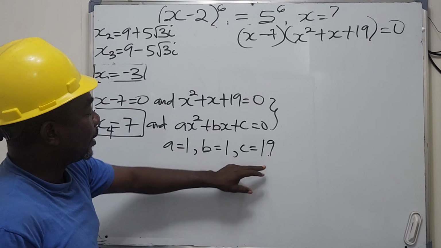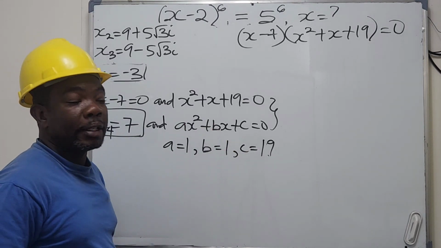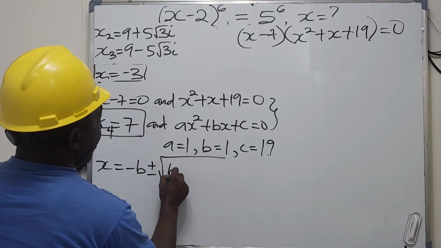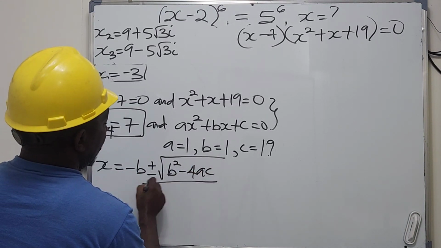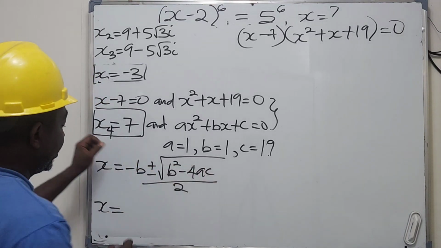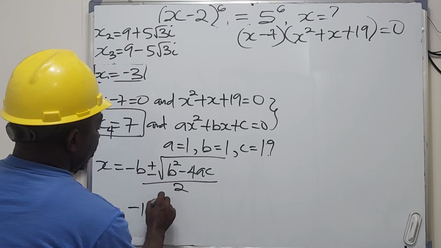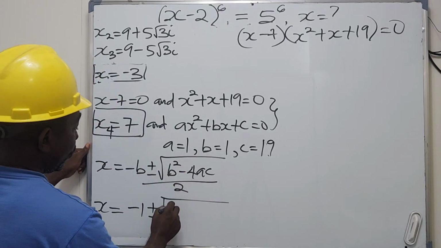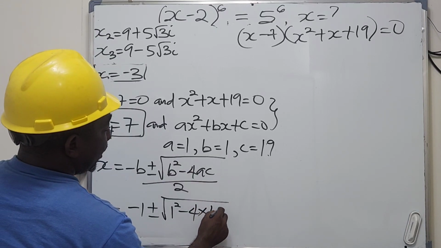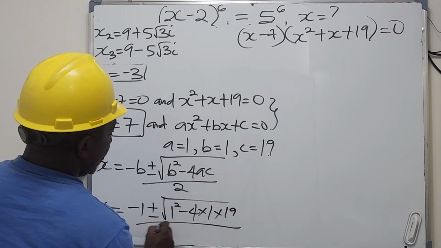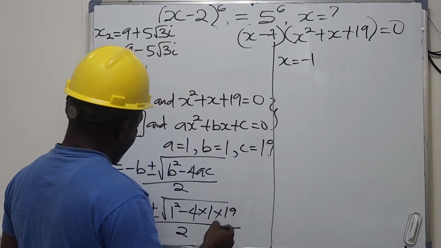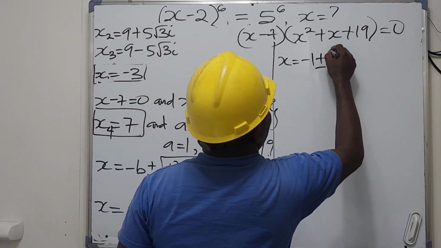So from here, we need to substitute this into the quadratic formula, which is in the form x equals to minus b plus or minus square root of b to the power of 2 minus 4ac all over 2. So from here, our value of x equals to minus b, which is minus 1, then plus or minus square root of b to the power of 2, which is 1 to the power of 2, minus 4 times a, our a is 1, times c, our c is 19, all over 2.